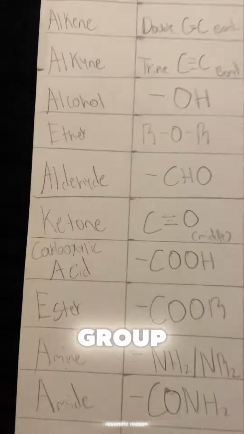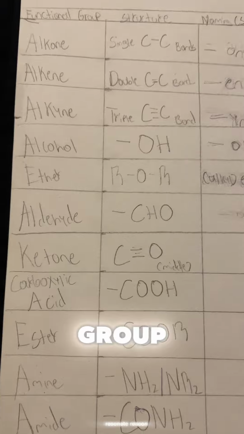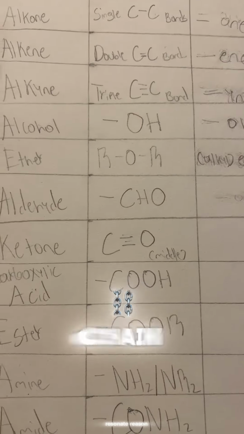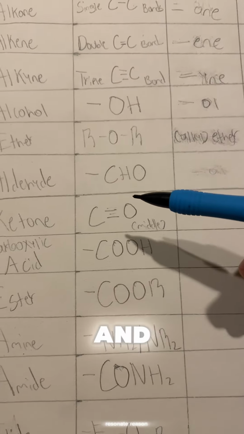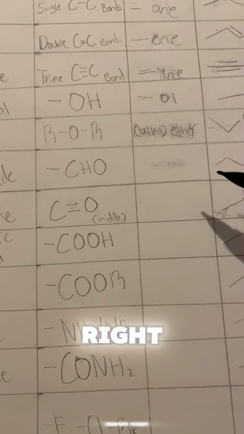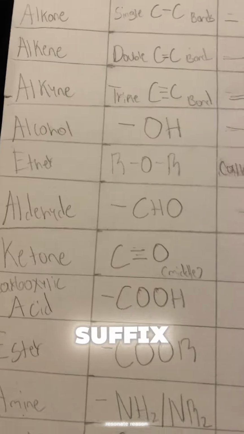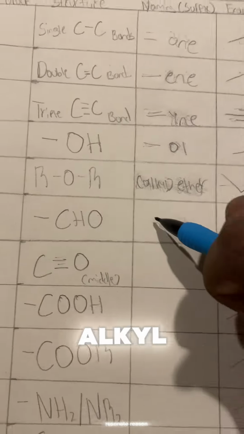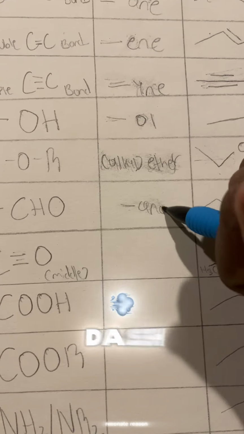All right, our next functional group is an aldehyde. An aldehyde functional group is when the last carbon of a carbon chain has a double bond to oxygen and a single bond to hydrogen to its right. So the way you would name the suffix is you would write the alkane and then dash anal.